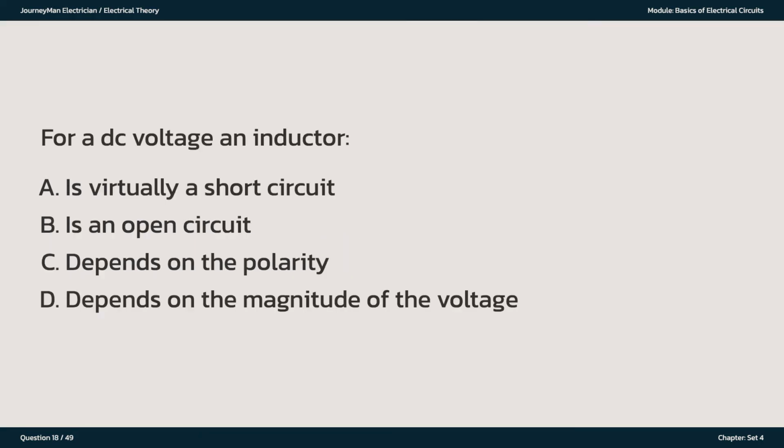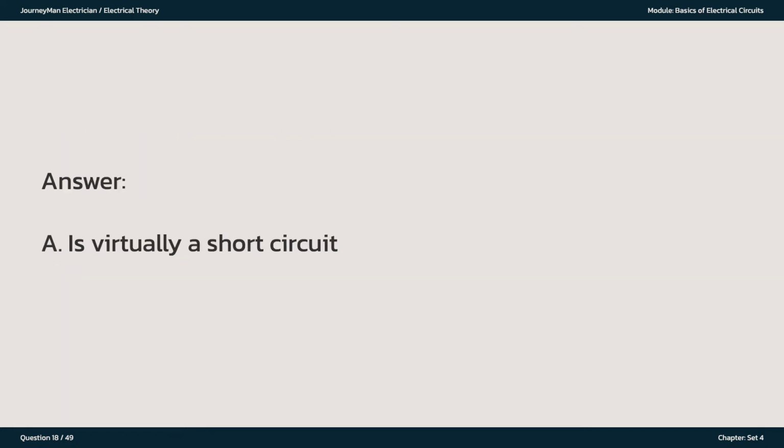For a DC voltage an inductor, A. is virtually a short circuit, B. is an open circuit, C. depends on the polarity, D. depends on the magnitude of the voltage. The answer is A. is virtually a short circuit.